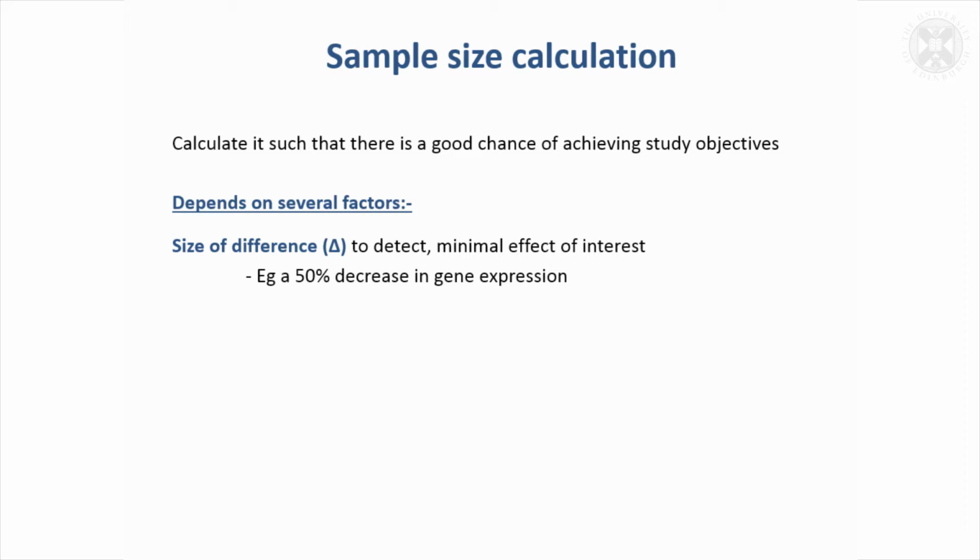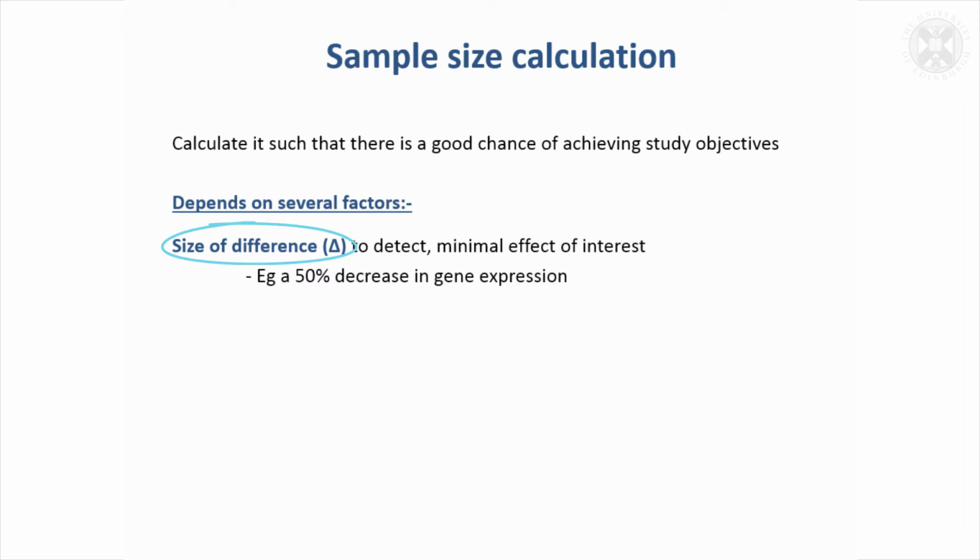And so I just want to go through the main factors that go into that, the key factors. The first one, which I think is often the hardest one people find to get their heads around, is the size of the difference that you want your study to be able to detect. And sometimes that's given by delta, which is a Greek symbol in the formulae.